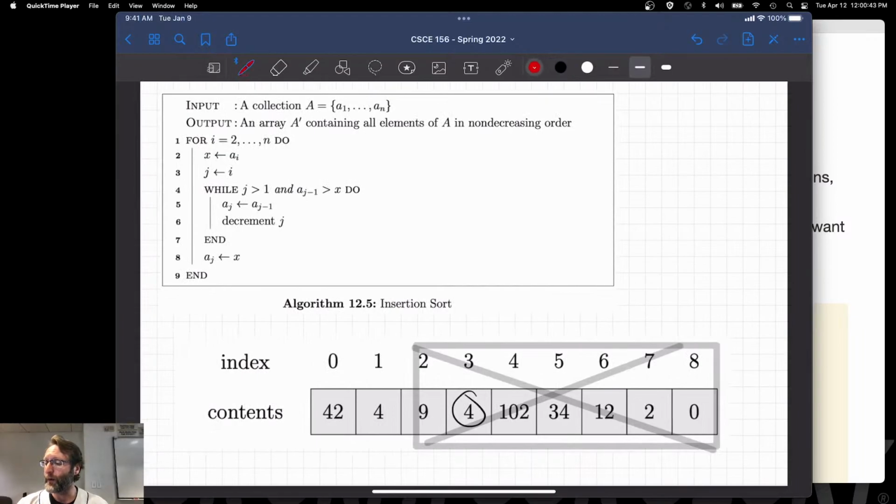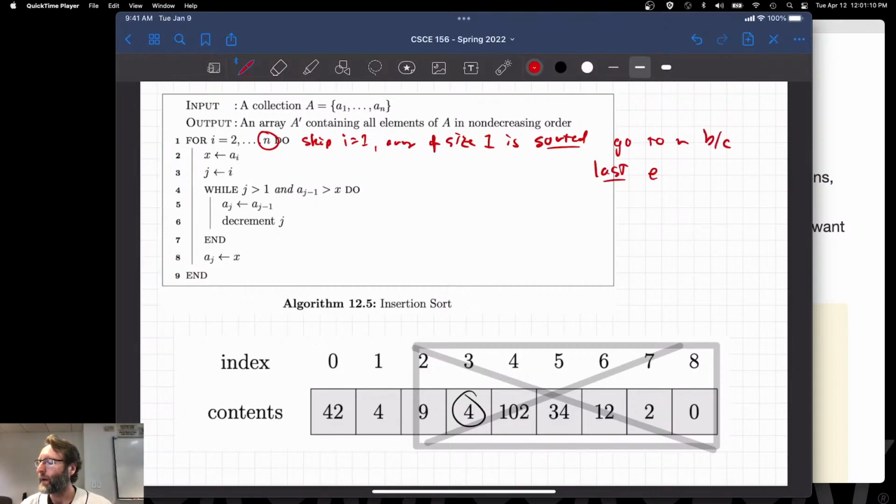Let's annotate it, right? So initially, we skip 1, or i equals 1. Why? Because an array of size 1 is sorted. Right? We go all the way up to n. Why go to n? Because the last element needs to be inserted.